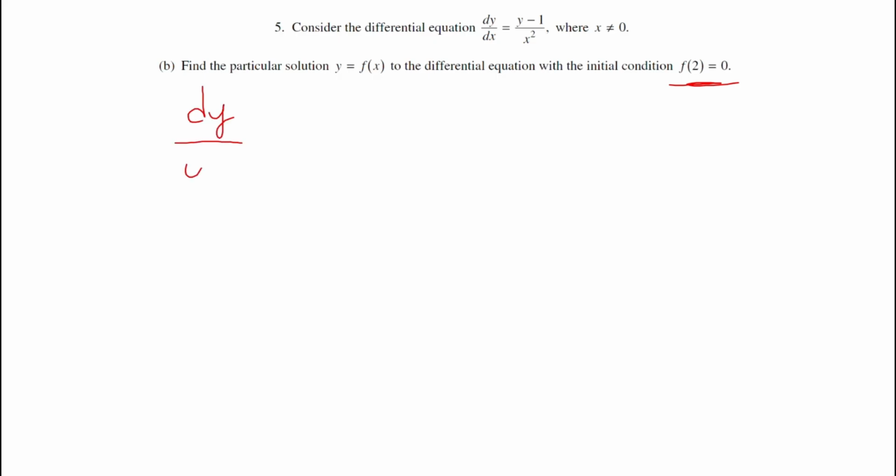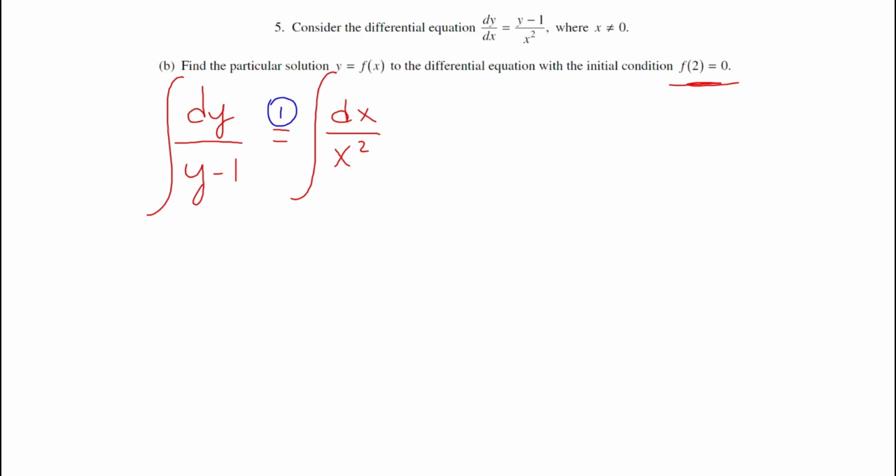Divide by the y minus 1 to bring that to the left side, and multiply by the dx to have dx over x squared. You get 1 point just for separating the variables. And then you're going to integrate both sides. Both of these should be relatively straightforward integrals, but they're going to give you a point for each of them.